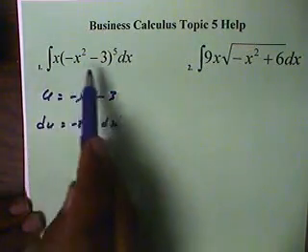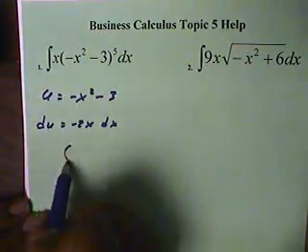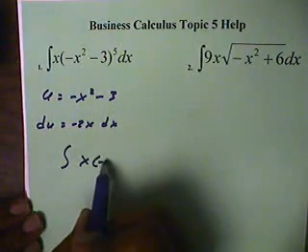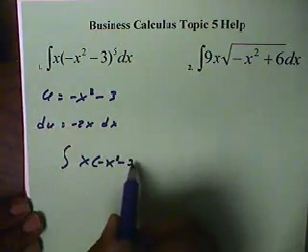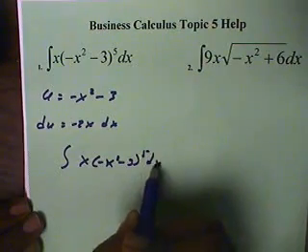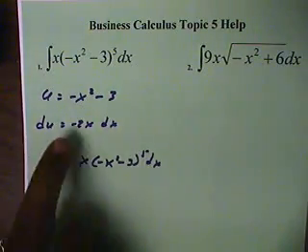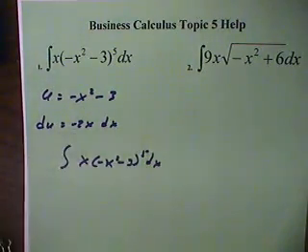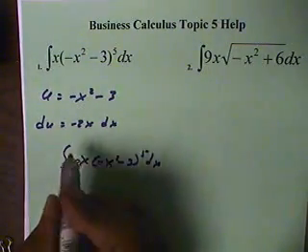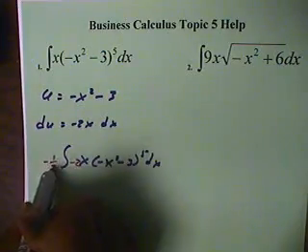Now, what I'm missing here is a negative 2, so I'm going to rewrite my integral. X, negative x squared minus 3, all to the fifth, dx. And then we're going to include the negative 2 here with the x so they match. So let's put a negative 2 here. And the reciprocal of negative 2 is negative 1/2.